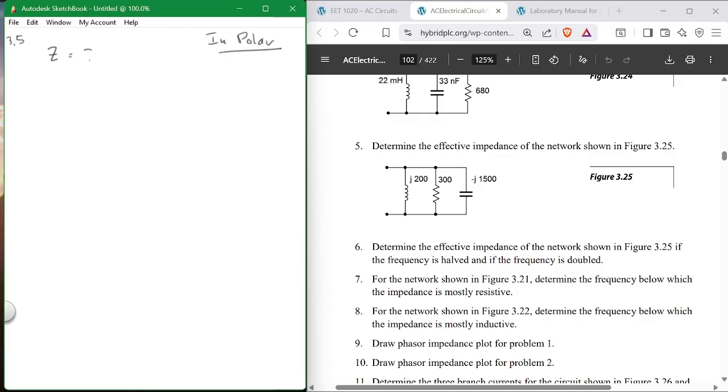Okay, it's the 1 over 1 rule. You mean you've got to use 1 over 1 with j's? Yeah. That's why I told you to get a calculator that does this. So this is what you do. So now it is 1 over (1 over j200 plus 1 over 300 plus 1 over minus j1500). How do you find it?